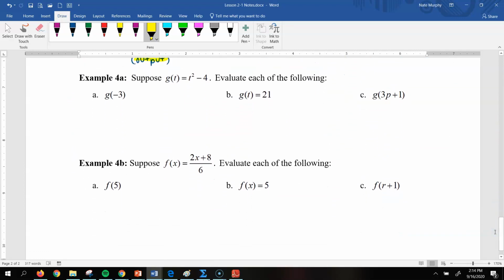So we're going to do example 4a together, and then I'm going to have you guys do example 4b and try those on your own. This is just making sure you understand how to use function notation. So for this first one, for 4a, they have our input. They're telling us our input is going to be -3. So we're going to put -3 into the function and then simplify.